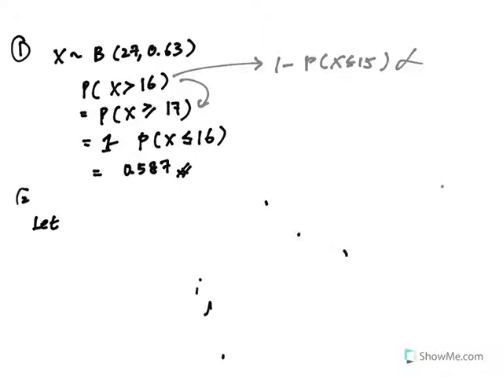Alternatively, this is method 1. Method 2 is you let X prime be the number of customers who do not buy a burger.